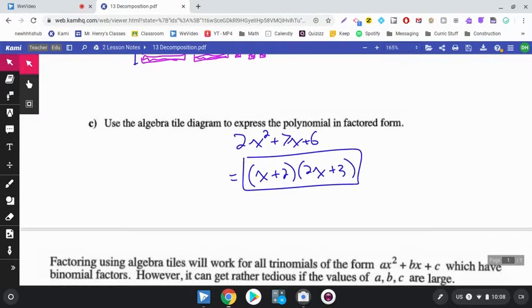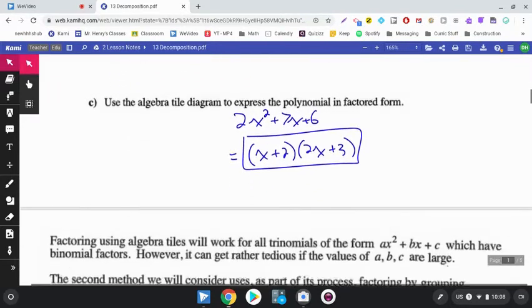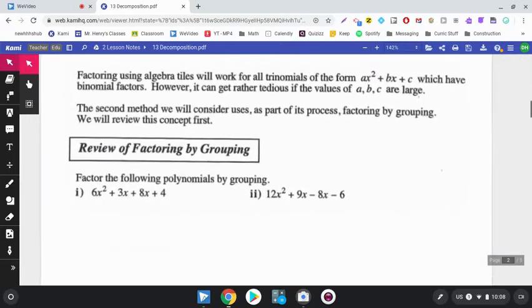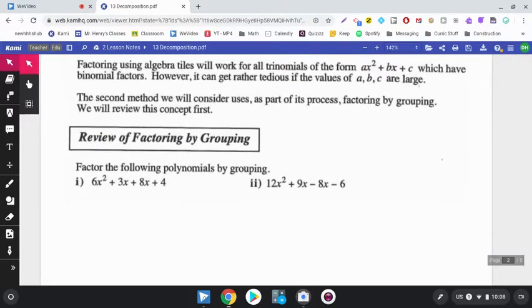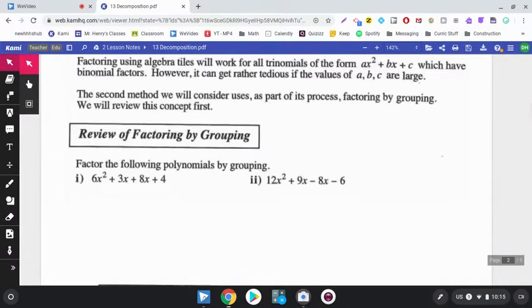Okay, we're going to skip. There's another one asking to do with tiles. We're going to skip it. We're going to go to here, where we're going to review factoring by grouping. So a quick review of factoring by grouping. This is something we looked at maybe on the second day of factoring.